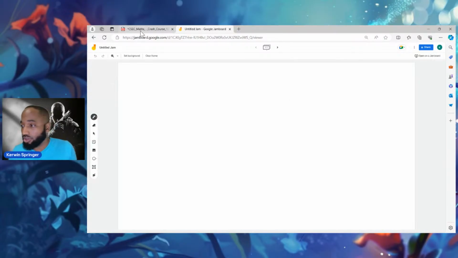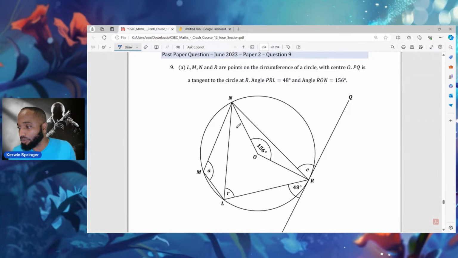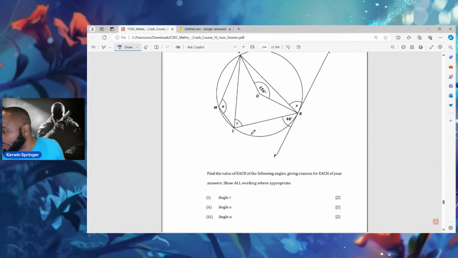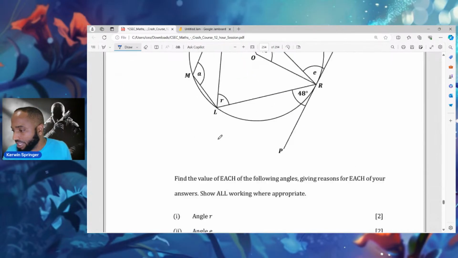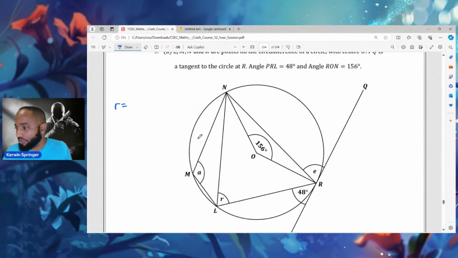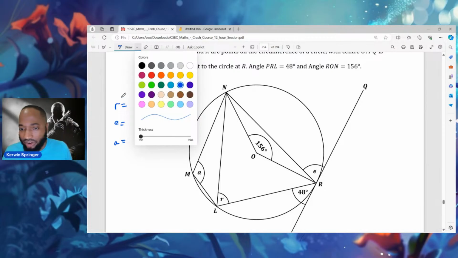So here we have this circle theorems question, and we need to find the value of angle R. What is the value of R? Then we need to find the value of E and A. So write the value of R, E, and A and put the reasoning.